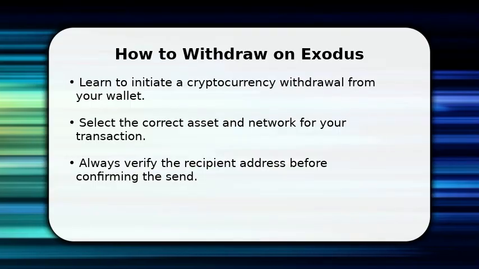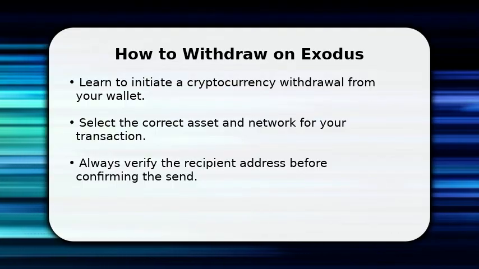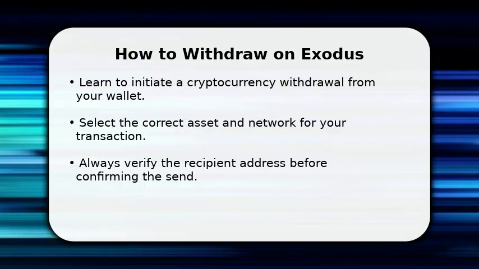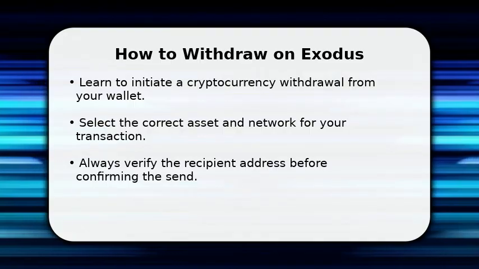In this video, I will explain how to withdraw on Exodus. First, open your Exodus wallet and navigate to the asset you wish to send. You'll then click the Send button. It's crucial to ensure you've selected the correct cryptocurrency and the appropriate network for your transaction. Always double-check the recipient's address carefully to avoid any errors and ensure your funds reach the intended destination.